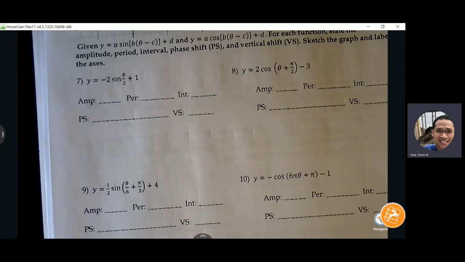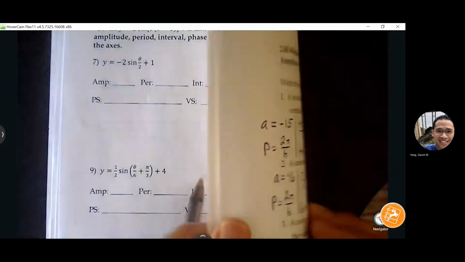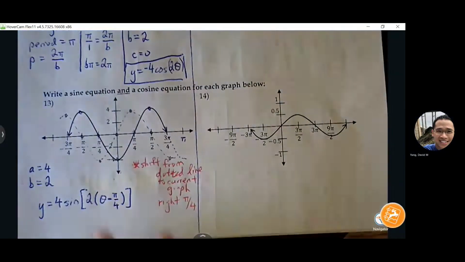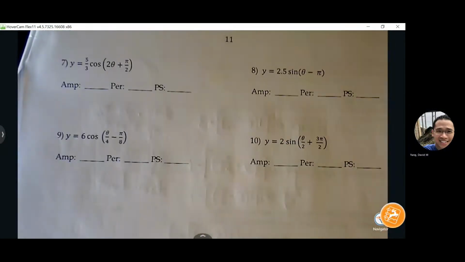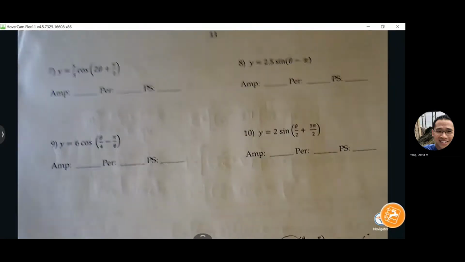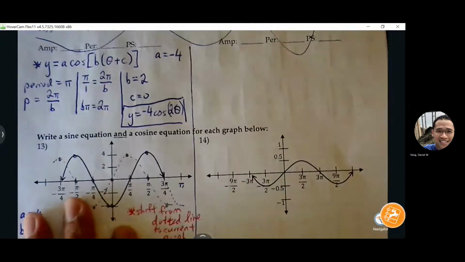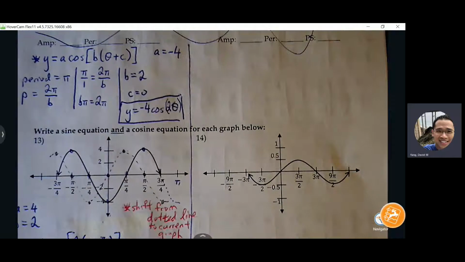Okay, page 13. Actually, sorry, page 11. Let's do the other graph that we haven't done yet. Number 14, page 11. So it says write a sine equation and a cosine equation. We always want to try to do the easier one first, get that out of the way, and then we can do the one where there's a phase shift involved.